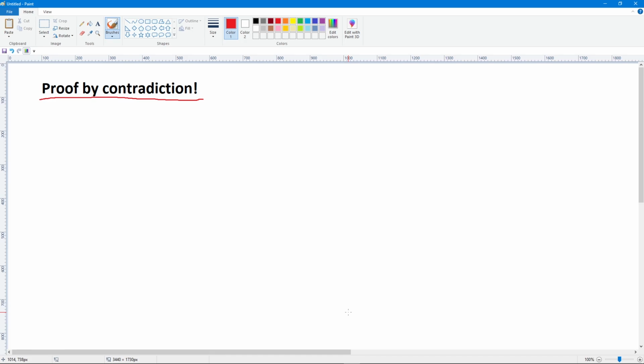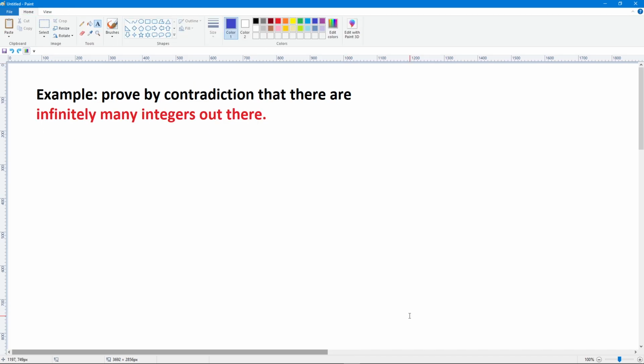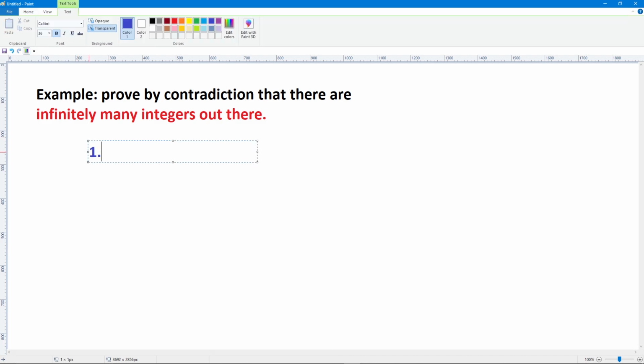Now, okay, that sounds easy, but let's take an example. The example I've chosen is: prove by contradiction that there are infinitely many integers out there. Well, remember what I said about something not being wrong being right? The first step of any proof by contradiction is to assume the statement is wrong. So assumption: there is a finite number of integers.